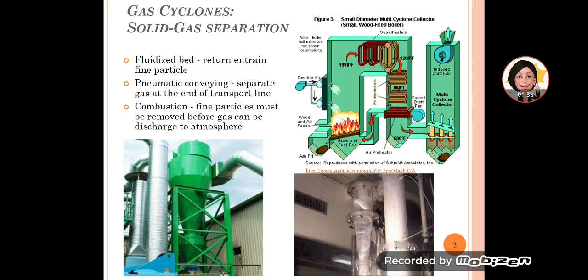Solid-gas separation is also used in combustion. For example, in this one where combustion takes place, this burning process will carry hot air and some fine particles, fine dust. So what do we do? It goes through a cyclone to separate the escaping dust and release the hot air. That's where we use this gas cyclone for solid and gas separation.